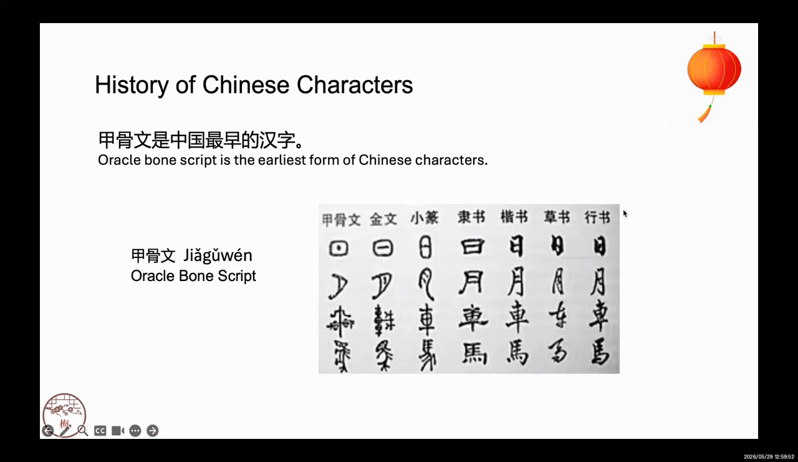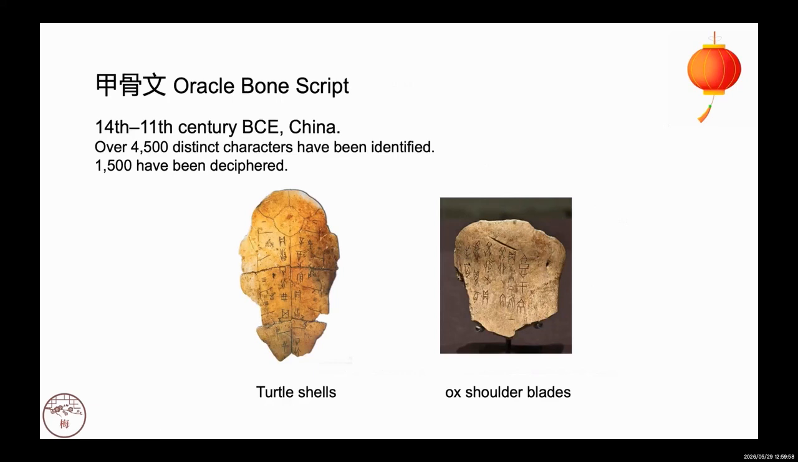other types of Chinese characters. Yeah, let's learn more about this Oracle Bone Script. It came out more than 3,000 years ago, and it was in use between the 14th century and 11th century BCE.